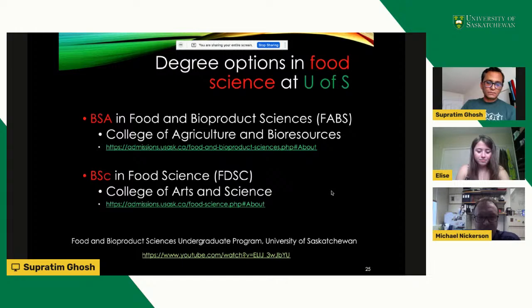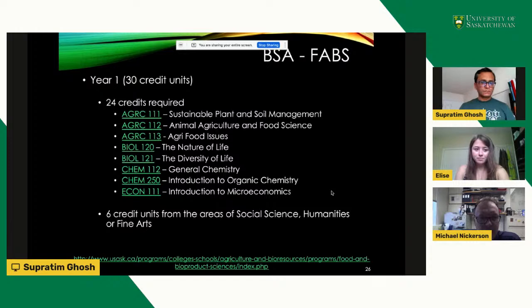Next slide. So this just gives you a snapshot of our first year FABS program. We have some core agricultural courses that give you a broad perspective of agriculture and agri-food issues. We learn about the marketing of food, and we have our initial food science window into our program. We also have courses in the fundamental sciences: biology, chemistry, and economics.